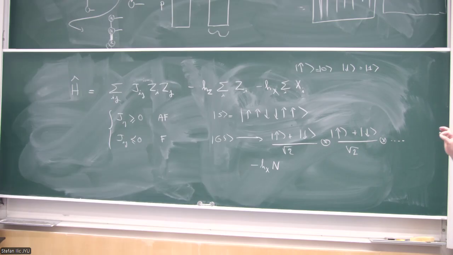And the idea of quantum annealing is that if you decrease Hx very slowly, you're going to stay in the ground state. And eventually, at some point, Hx is 0, and you end up in the ground state of the Ising model.